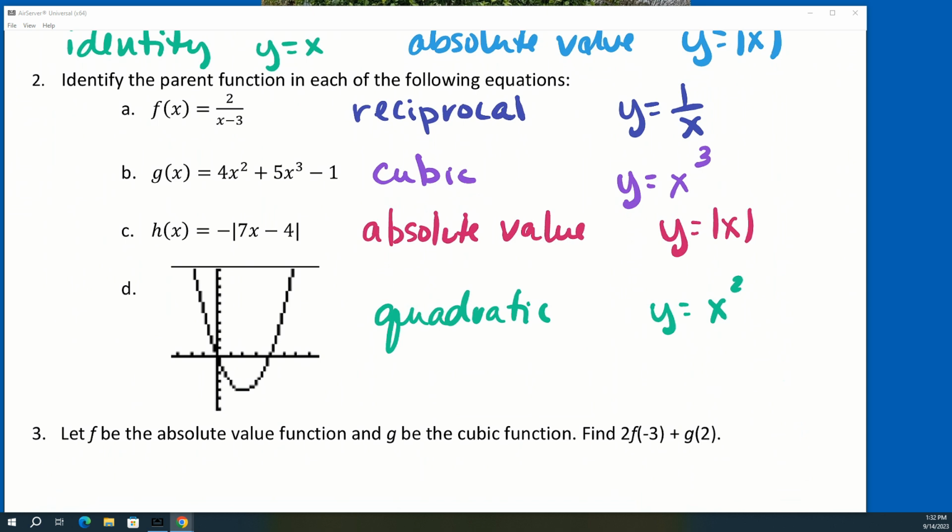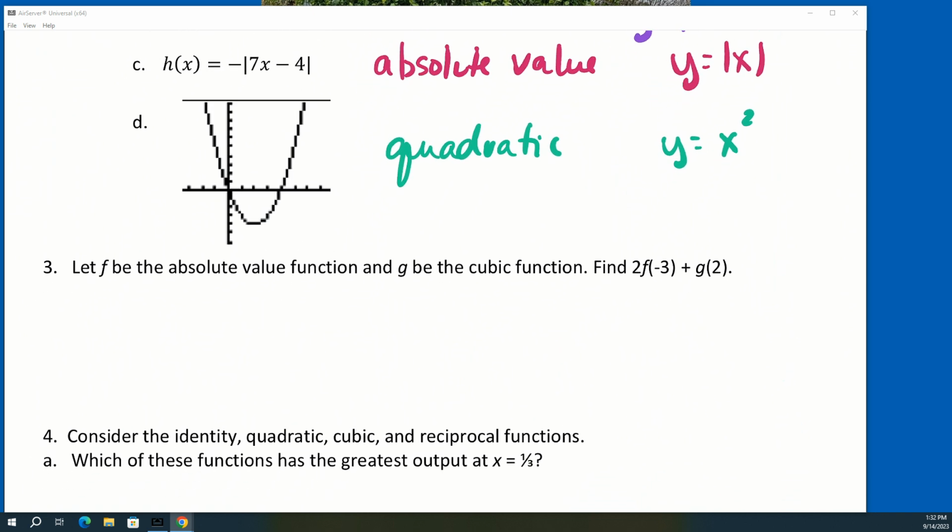All right, and then for number 3, we're going to let f be the absolute value function and g be the cubic function, and we're going to find 2f of negative 3 plus g of 2. So I'm going to write this with some symbols. So f of x is the absolute value of x. So f is the absolute value function. g of x is the cubic function, so x cubed. So what we're going to do is put negative 3 into f, figure out what it is, and multiply it by 2, put 2 into g, figure out what it is, and then add those two together.